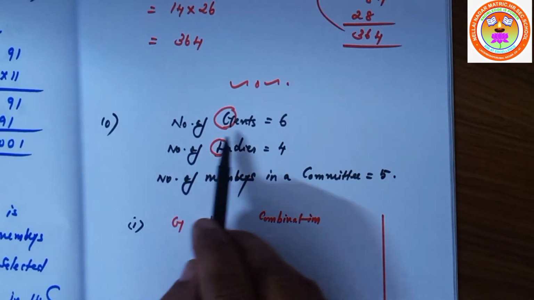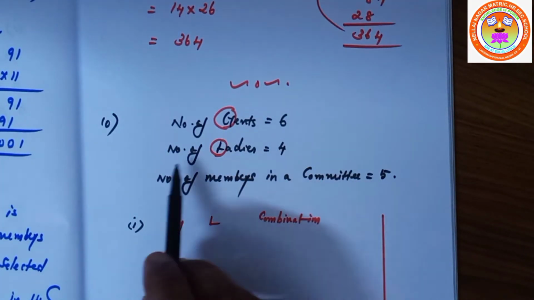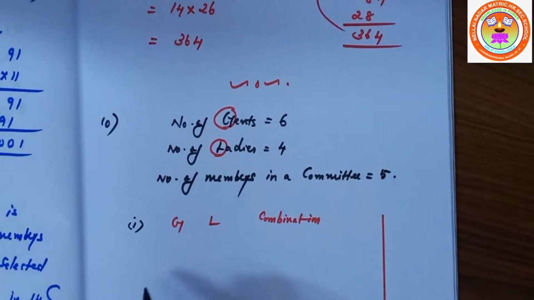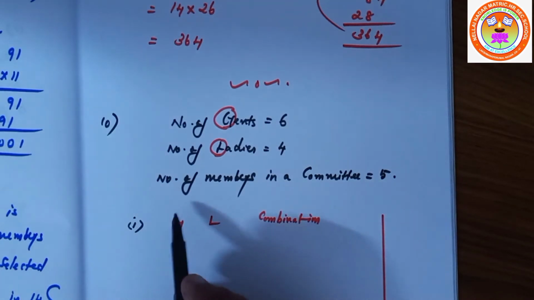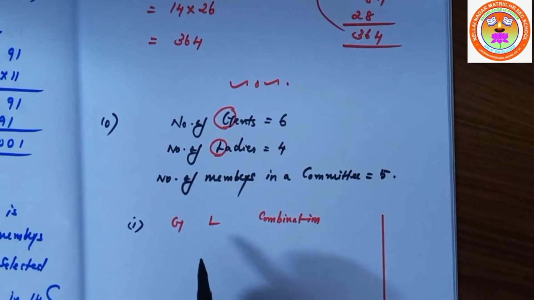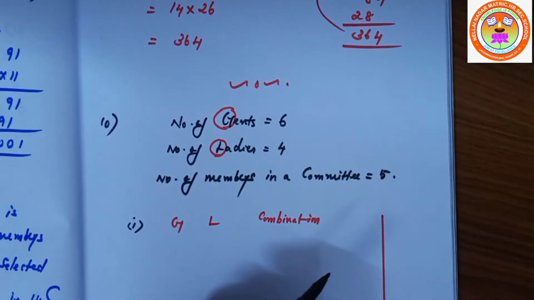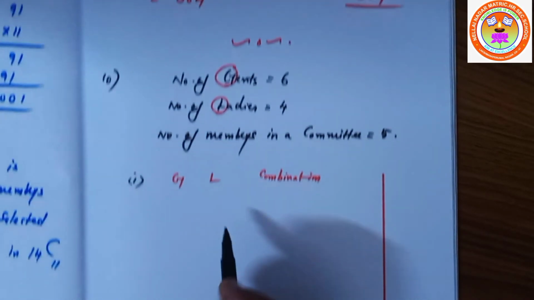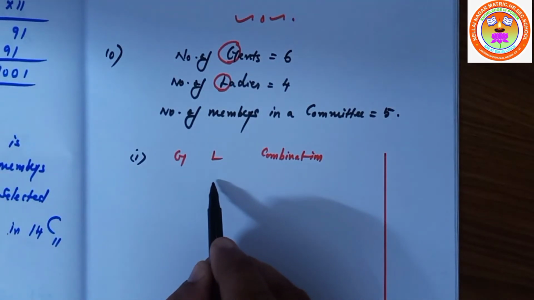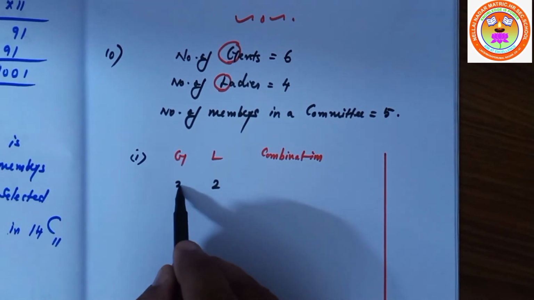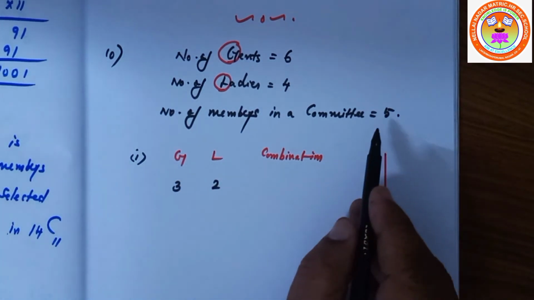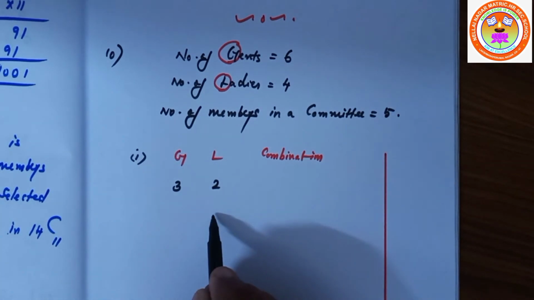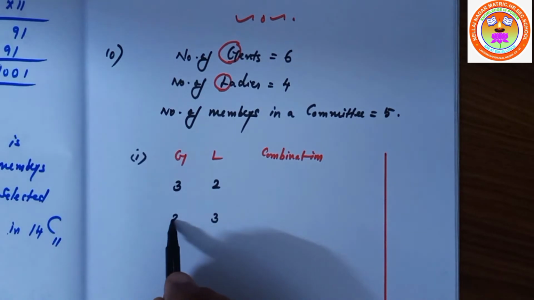Look at that. We have a number of gents that is equal to 6, number of ladies that is equal to 4, a number of members in a committee equals 5. Okay. Yes, gents we have 6, ladies 4. Condition, first condition, at least 2 ladies to be selected. At least 2 means minimum 2 ladies. Suppose I select 2 ladies, definitely 3 gents to be selected. Then only can get 5 members for a committee. 2 plus 3, that is equal to 5. Suppose I select 3 ladies, definitely only 2 gents to be selected.